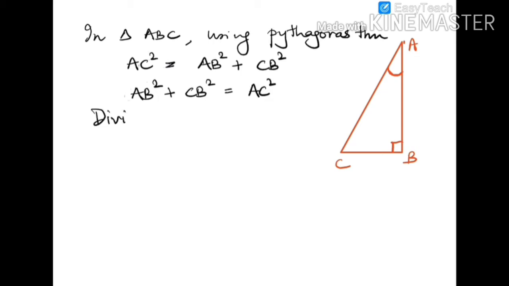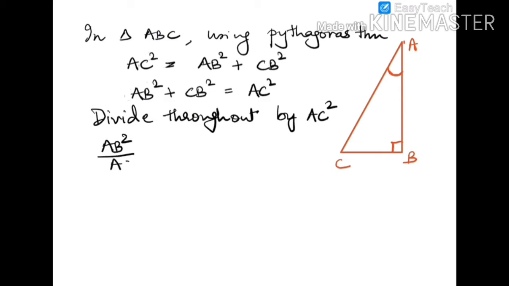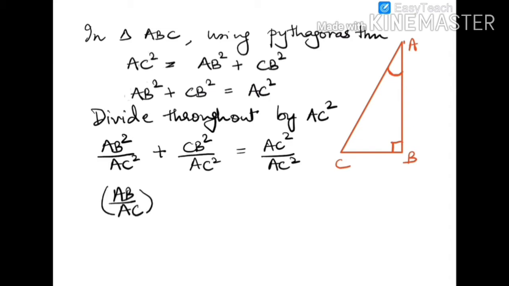Now divide this equation by AC square. That means each term is divided by AC square. So we get AB square divided by AC square plus CB square divided by AC square equal to AC square divided by AC square. Now this is the same as (AB upon AC) whole square plus (CB upon AC) whole square equal to 1.